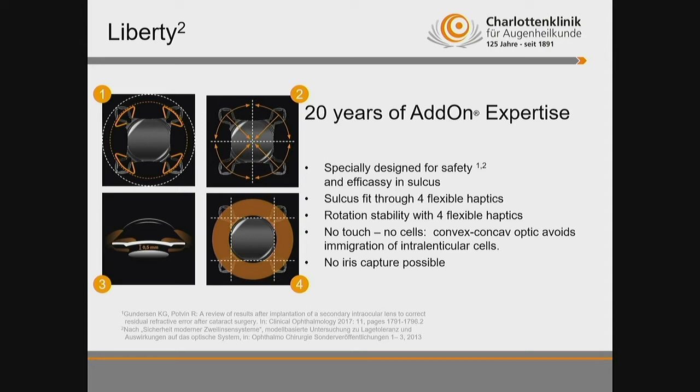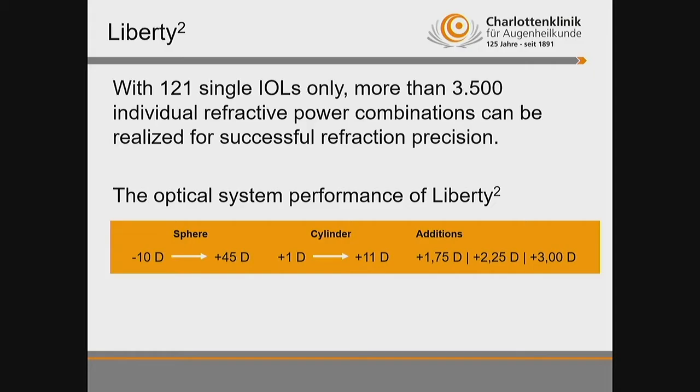There is a specially designed lens for sulcus implantation in terms of safety and efficacy in the sulcus. The sulcus fit design makes it very easy to implant the lens with those 4 flexible haptics. There's a high rotation stability, and no touch, no cell means that the convex-concave optic avoids the migration of intralenticular cells, and no iris capture occurs. Another thing to mention is you don't have big storage problems if you use those combinations of IOLs.